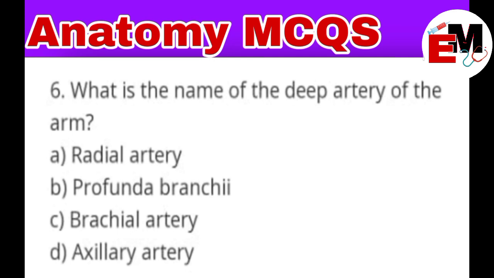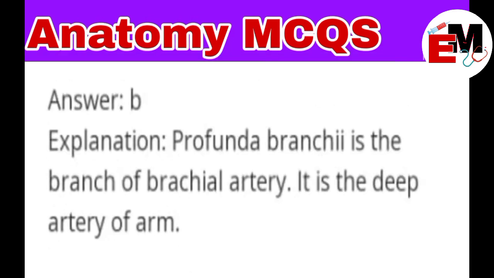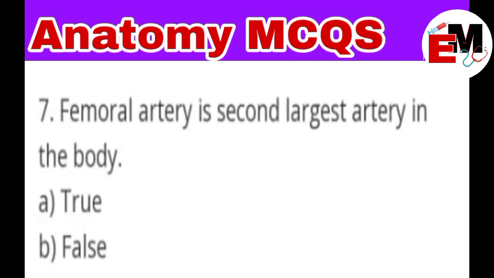MCQ number 6. What is the name of the deep artery of the arm? Option A radial artery, option B profunda brachii, option C brachial artery, and option D axillary artery. First you should understand the question, what I am being asked. The correct option is B, and the explanation: profunda brachii is a branch of the brachial artery, and the other arteries, like the radial artery and brachial artery, are superficial arteries, and profunda brachii is the deep artery of the arm.